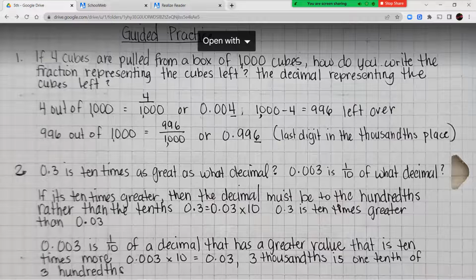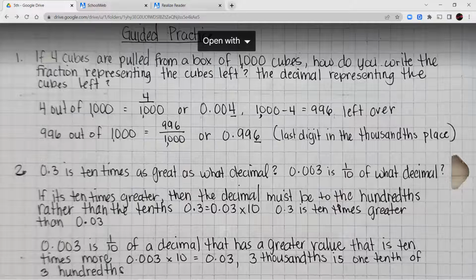Now to find out how many cubes are left, we're going to take the 1,000 minus those 4 cubes. So how many cubes are left over? That's 996. So now we're writing 996 out of the 1,000 total cubes. The way you write it in fraction form is 996 over 1,000. Or if you're writing it as a decimal, 996 thousandths. The last digit, that 6, needs to be in the thousandths place.